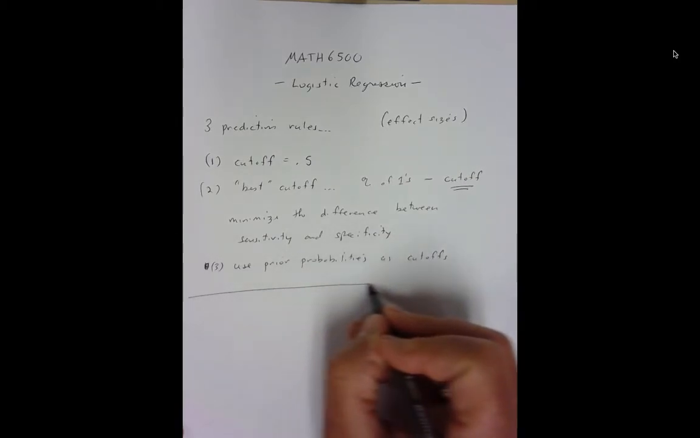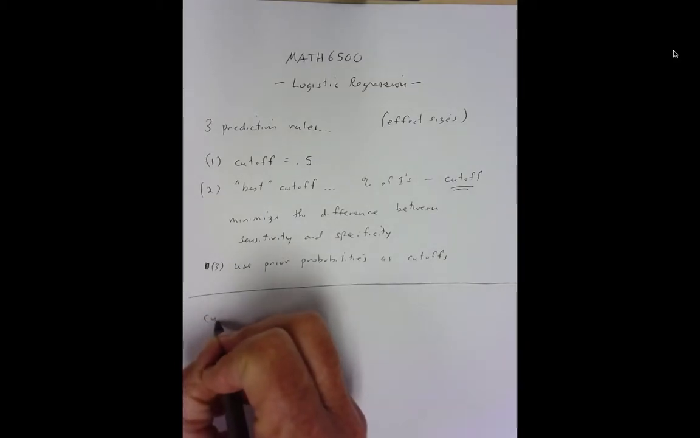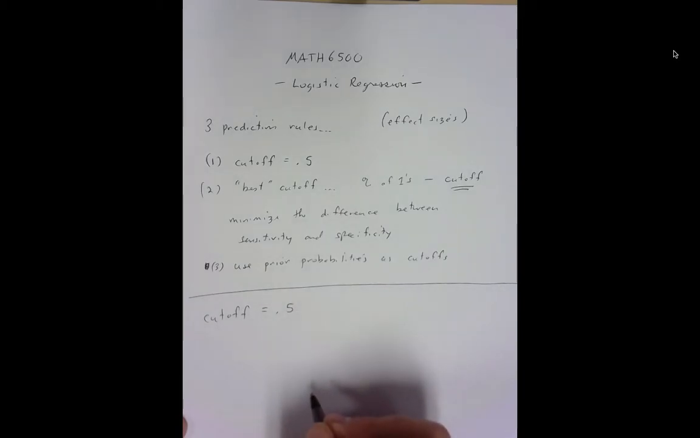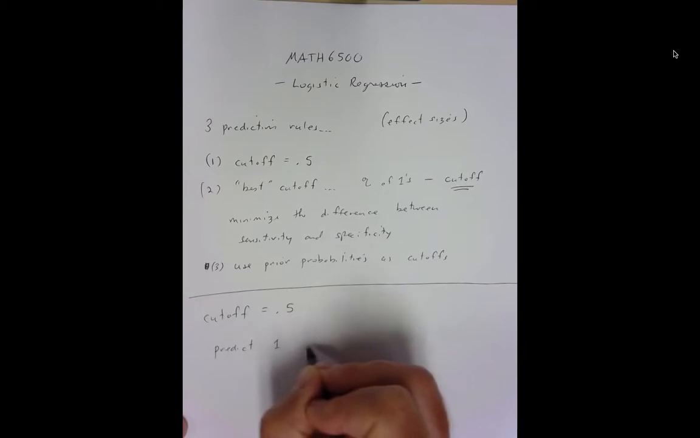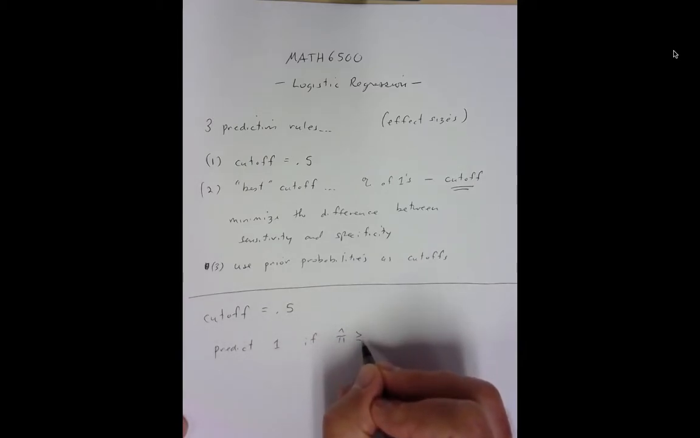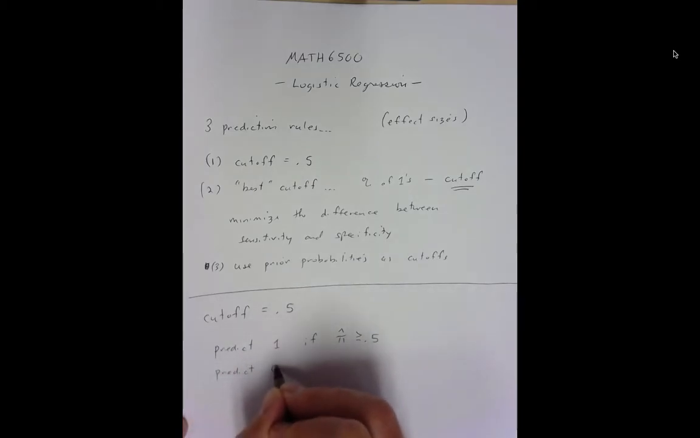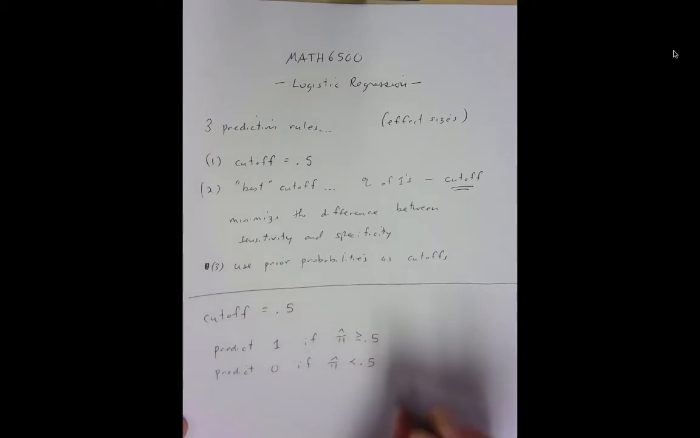So, guys, let's just get busy and see how this all plays out in R. So I think the first thing I would want to do is just illustrate this where the cutoff is equal to 0.5. So in other words, we're going to predict a 1 if our predicted probability is greater than or equal to 0.5. And we're going to predict a 0 if our predicted probability is less than 0.5.